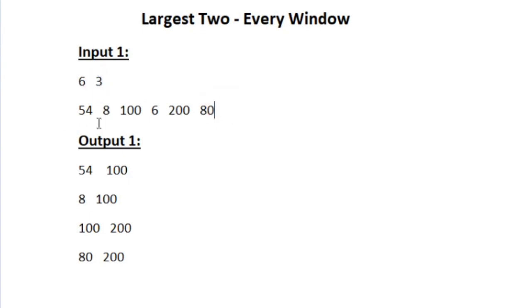So here the value of k is equal to 3. So first let us consider the first set of three integers. The first three integers are 54, 8 and 100. So our task is to find the largest two integers out of these three integers. So the two larger integers are 54 and 100, and we omit the integer 8 because that is the smallest integer out of three integers. So in our output we print only the integers 54 and 100. So this is for the first three integers.